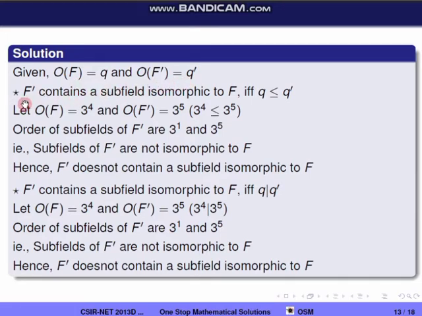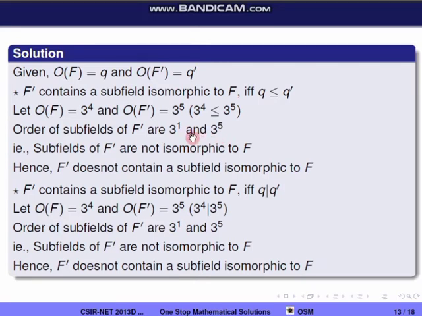First option, F dash contains a subfield isomorphic to F if and only if q is less than or equal to q dash. Suppose I take the order of F as 3 power 4 and the order of F dash as 3 power 5. Essentially 3 power 4 is less than 3 power 5, so it satisfies this condition. We'll check whether it implies F dash contains a subfield isomorphic to F. We know the orders of subfields of F dash are 3 power divisors of 5. Therefore the orders of subfields of F dash are 3 power 1 and 3 power 5.